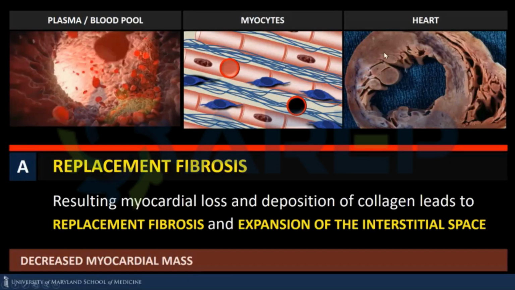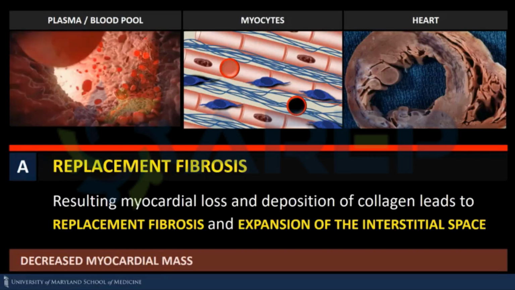So as you look at the specimen on the right, we see that there is deposition of collagen and loss of mass in that particular area of the myocardium, and subsequent remodeling of the ventricle as a result of that. And this is probably the number one way that we see manifestation of myocardial injury, this replacement fibrosis.